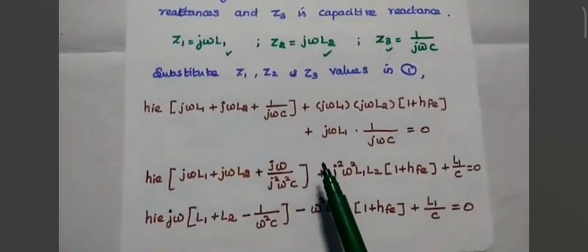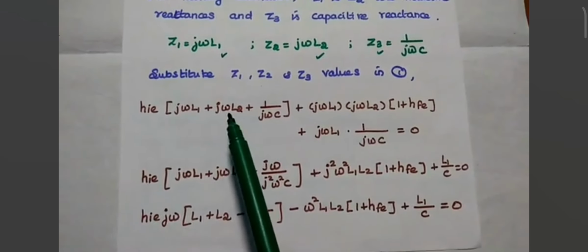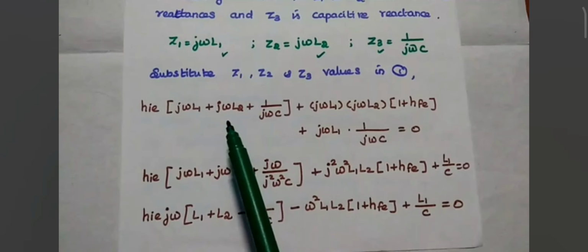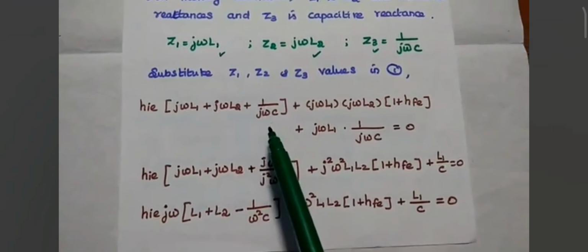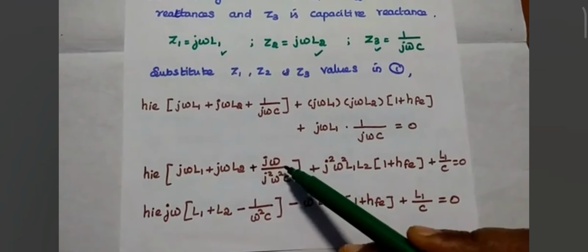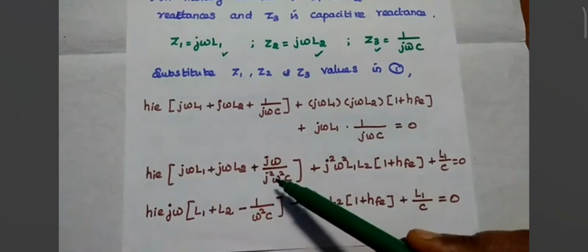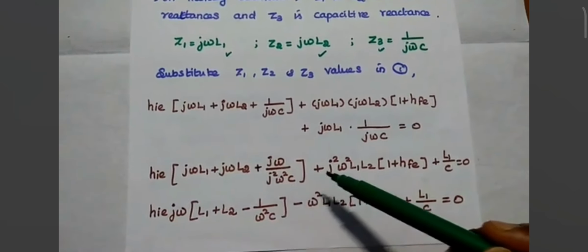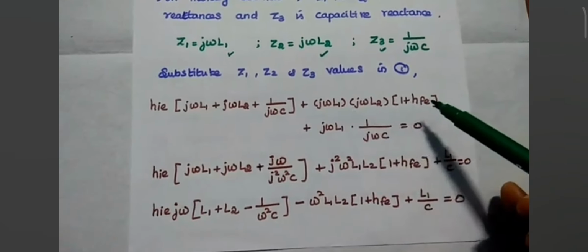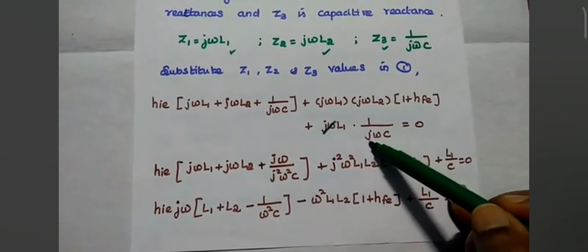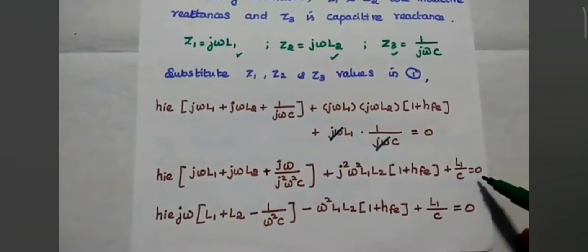So next we have to simplify these values. Next, hie times (j omega L1 plus j omega L2). Here we can have j omega as a common term for these two, but here it is in the denominator. So we have to multiply the numerator and denominator with j omega. So here it becomes j omega divided by j squared omega squared C, plus this side j squared omega squared L1 L2 into (1 plus hfe). Here j omega divided, then we can get L1 by C is equal to 0.